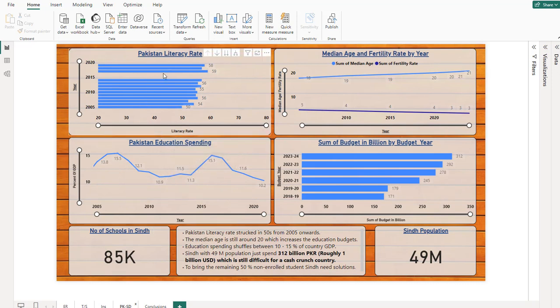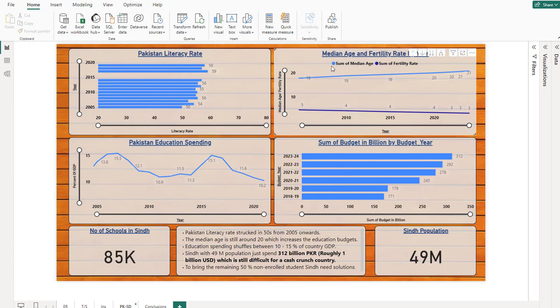And then at the last we have some comparison with the data, and you can see that the Pakistan literacy rate from 2005 to 2020 goes from 50 to 58%, which is, in today's world, if a country has less than 60% for even the last two decades almost, and it's not going up, then there's some significant problem, and that needs to be resolved.